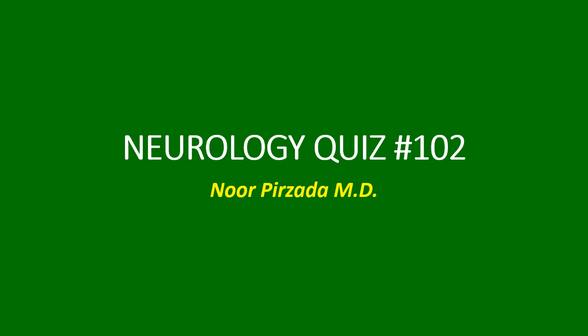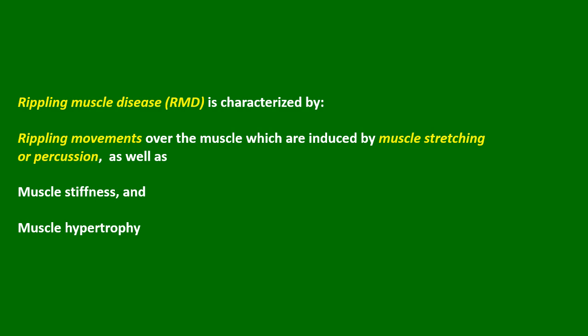Neurology Quiz number 102. Describe the etiology, clinical features, investigation and treatment of rippling muscle disease or RMD. Rippling muscle disease is characterized by rippling movements over the muscle which are induced by muscle stretching or percussion, as well as muscle stiffness and muscle hypertrophy.